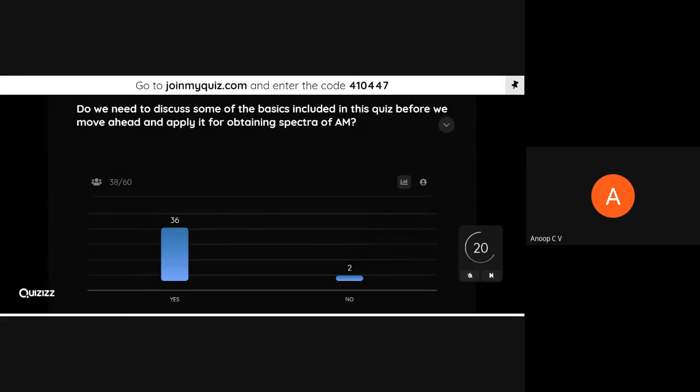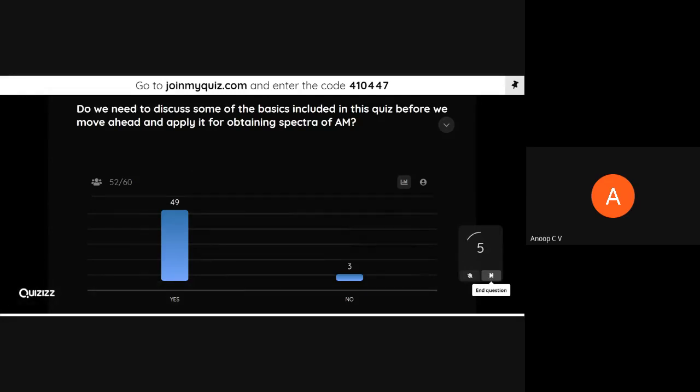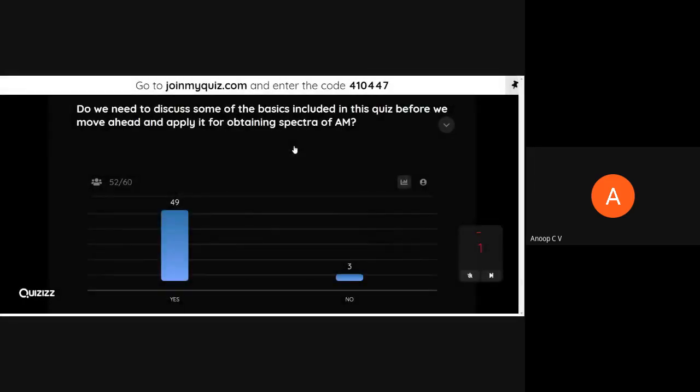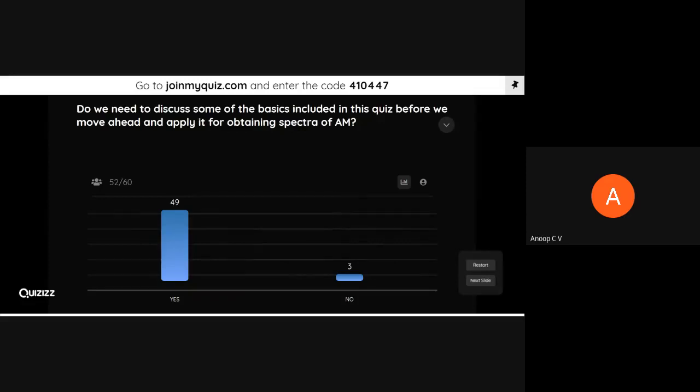I'm getting scared. Why? Because this yes is actually what it's shooting up, right? Oh my God. So three have told no, right? And maybe I shouldn't have given an option yes, right? I should have given only no, so that you won't have. Okay, fine. So you want me to discuss these basics, but of course we'll discuss this, right?